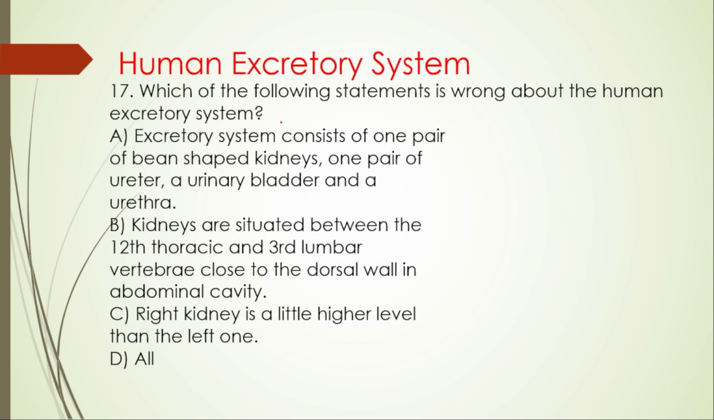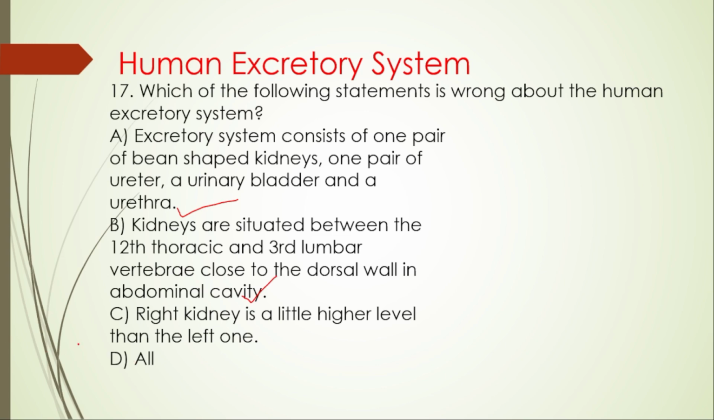17th question, which of the following statements is wrong about the human excretory system? A. The excretory system consists of one pair of bean-shaped kidneys, one pair of ureters, a urinary bladder and a urethra. This statement is correct. B. Kidneys are situated between the 12th thoracic and 3rd lumbar vertebrae close to the dorsal wall in the abdominal cavity. Yes, this one is also right.